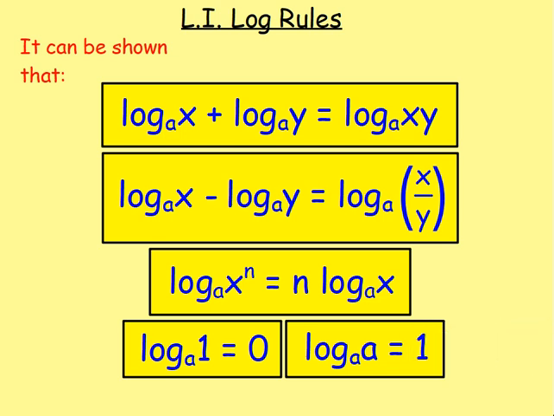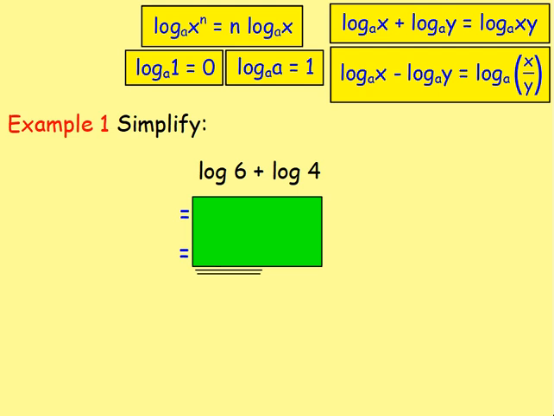So let's look at applying some of these rules to solve some problems. Example 1, simplify log 6 plus log 4. Notice we are not given a base. If we are not given a base, generally it means log base 10, but if we're not given it, we don't write it either. So it's just log 6 add log 4. Really means the base is going to be the same. So what would you do with the 6 and the 4?